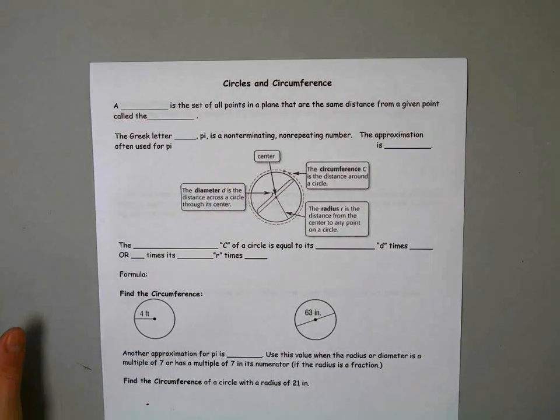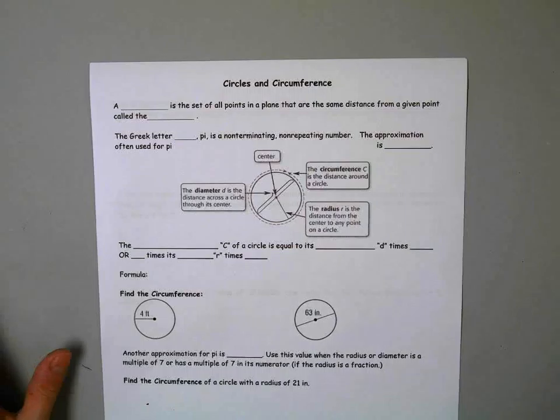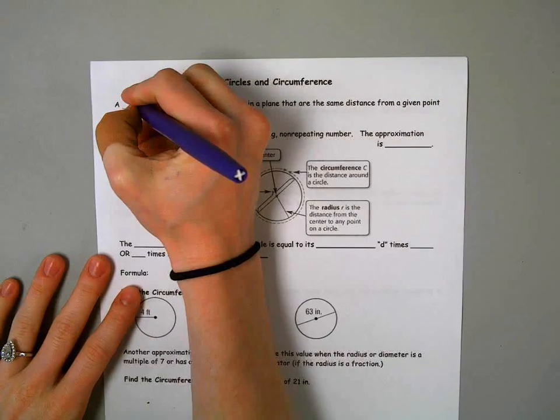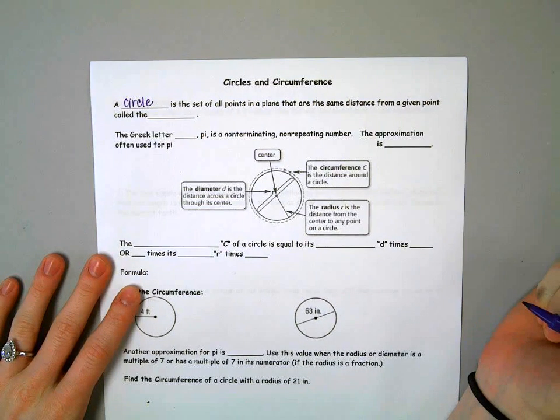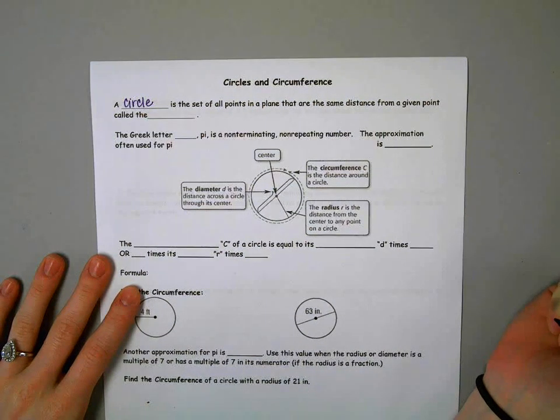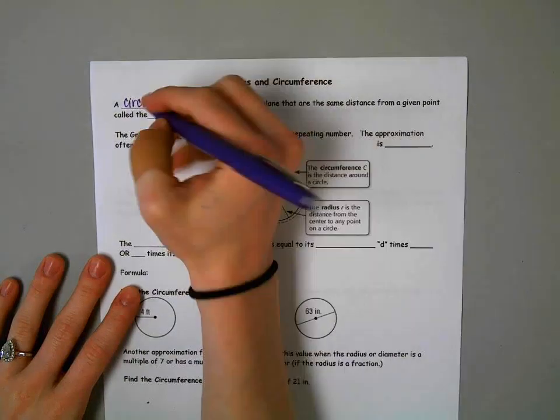Today we're going to be doing circles and circumference. A circle is the set of all points in a plane that are the same distance from a given point called the center.